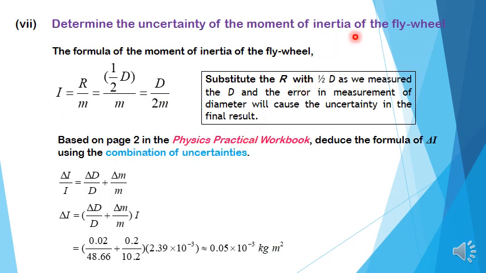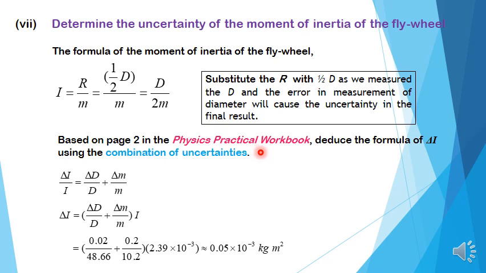Roman 7. Determine the uncertainty of the moment of inertia of the flywheel. The formula of the moment of inertia of the flywheel obtained in Roman 6 is given by I equals r over m. Substitute the radius of the axle r with half d, as we measured the diameter d, and the error in the measurement of diameter will cause the uncertainty in the final result. Therefore, I can be written as d over 2m.